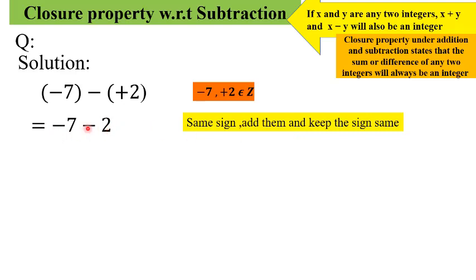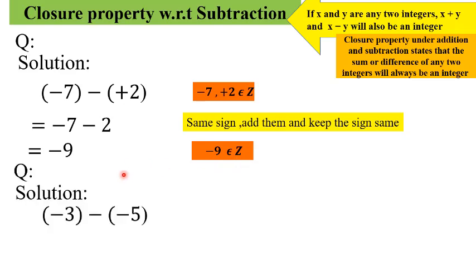So when we solve both of these two, that is when we add both of these two, it becomes minus 9. And minus 9 also belongs to the set of integers. Thus we have, if we subtract two integers, the answer is also a number that belongs to the set of integers.